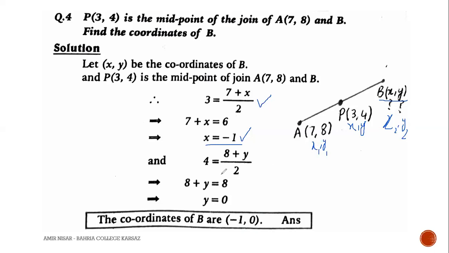For the y coordinate, we use the second coordinate 4 of P as y, and from A, 8 is y1, and y2 is y from B. We substitute the values, and we get 4 equals 8 plus y divided by 2. In order to separate y, we transfer 2 from right hand side to left hand side, which gets multiplied and becomes 8 plus y equals 8. Now 8 shifts towards the right hand side. 8 minus 8 equals 0, y equals 0. Hence we get the coordinates for B, x equals minus 1, y equals 0.